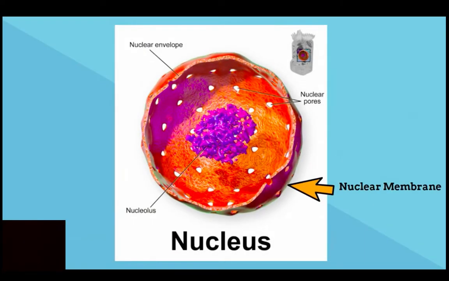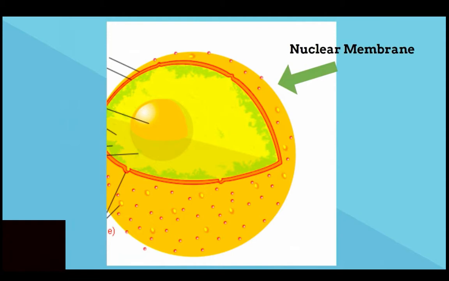The nucleus is surrounded by a nuclear membrane, and this is very similar to the cell membrane, and it is also composed of two layers. It protects and houses the other parts of the nucleus. You can also find ribosomes on the outside of the nuclear membrane.